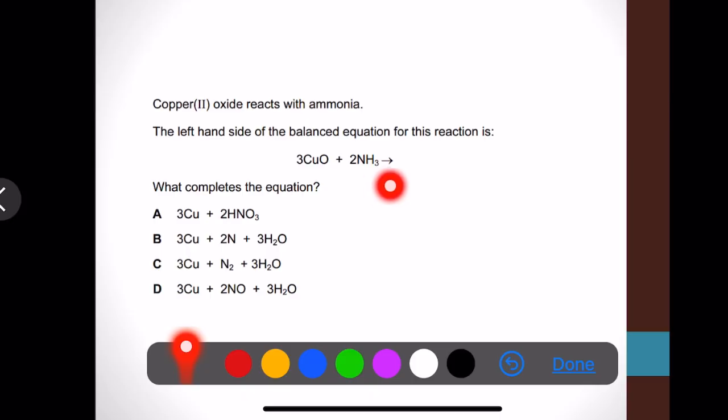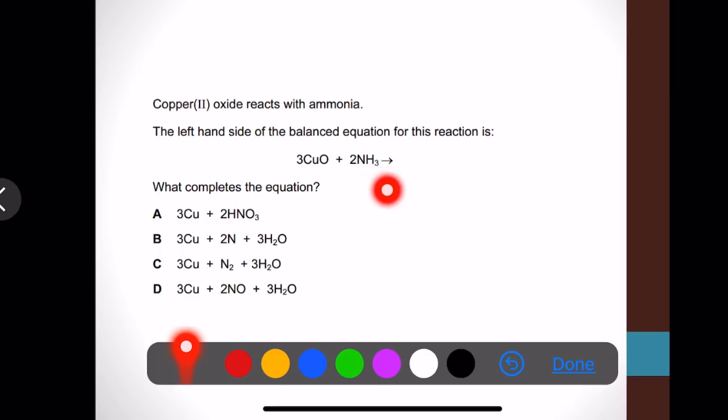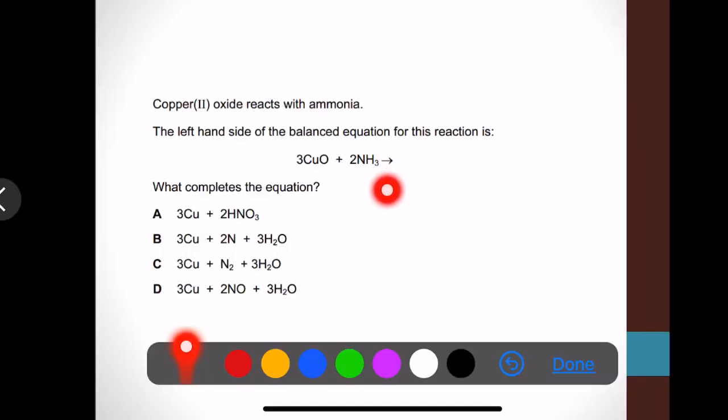The equation for the combustion of ethane is shown. 2 moles of ethane burned with 7 moles of oxygen make 4 moles of carbon dioxide plus 6 moles of water. Which volume of carbon dioxide at room temperature and pressure is formed when 0.5 moles of ethane burn? Options are given here. First of all, we will see which equation we have to use here. They are asking volume of carbon dioxide, right? And they are telling us the moles of ethane.